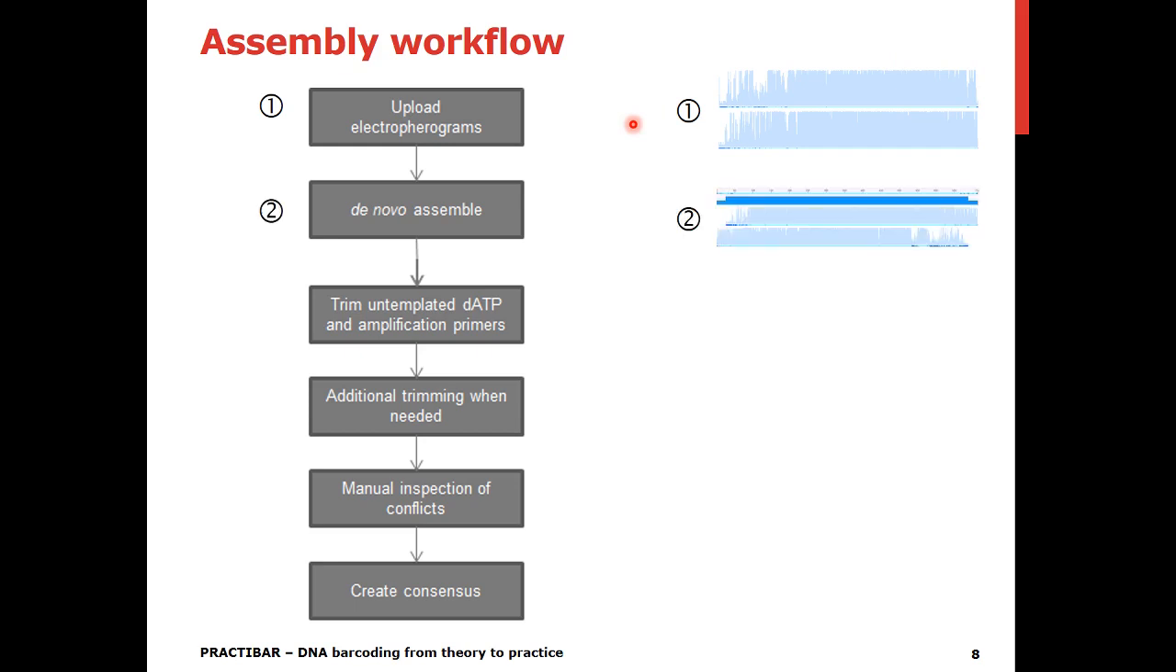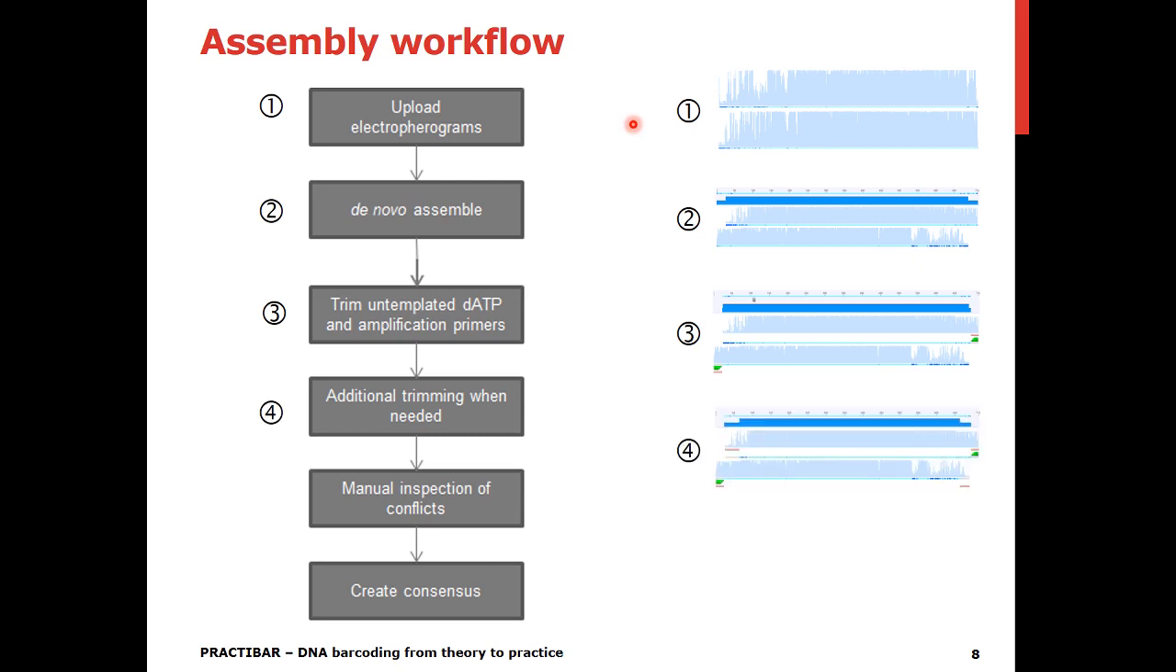These two you assemble de novo. Then you trim amplification primers and untemplated dATPs at the end. If needed, you can perform some additional trimming if the quality is low. Then you manually inspect all the conflicts that are there in the assembly, and then from the assembly you create the consensus sequence.